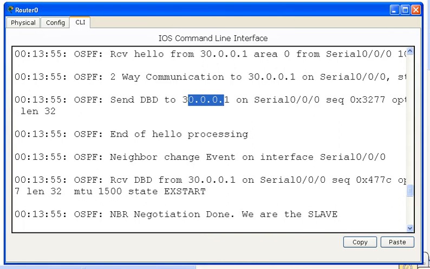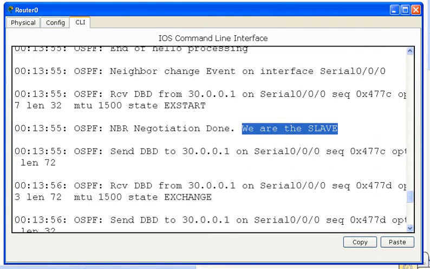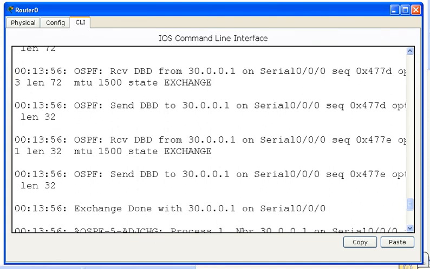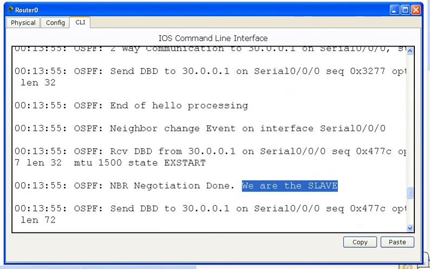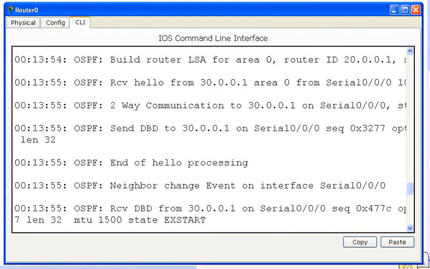So this router says we are not slave. We are not slave, but we are masters. I should see even that word. We are masters.